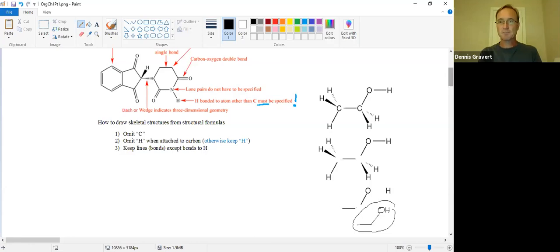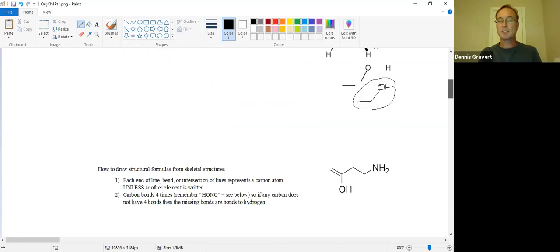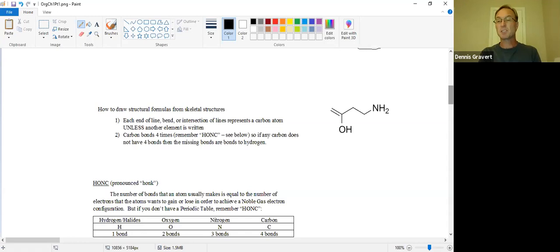Let's go the other direction. Well, if we start with the skeletal drawing, we have to convert it to the full structural drawing. The full structural drawing is the one where we do see C's, where we do see carbon atoms and hydrogen atoms. So how do we go in the other direction? Well, got a 2-step procedure for you.